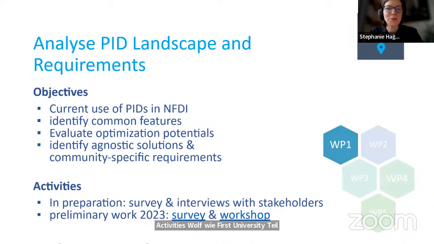So in our first work package, covering a landscape and requirement analysis, we want to look at the scattered PID landscape according to existing and evolving practices in NFDI consortia. We want to identify common features according to type, scope, and dissemination, and evaluate optimization potentials, for example, regarding interoperability, metadata harmonization, and metadata quality.